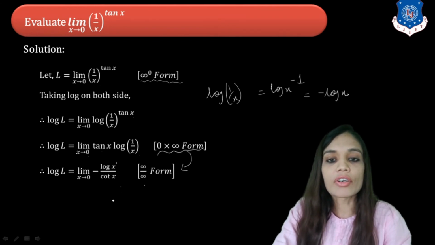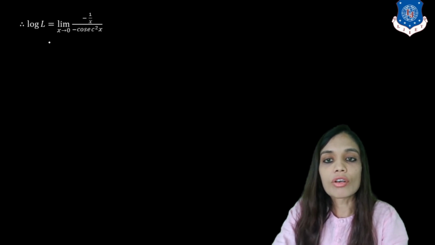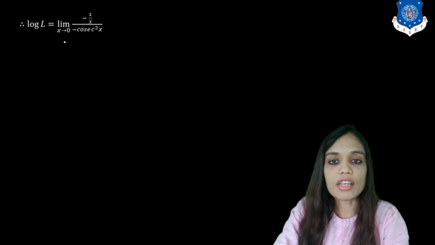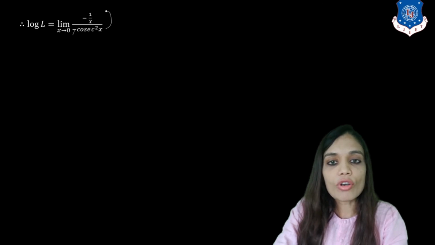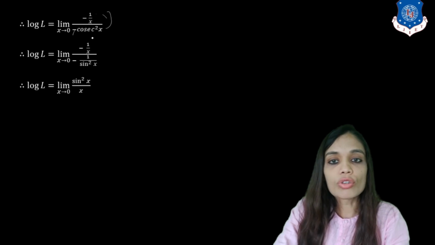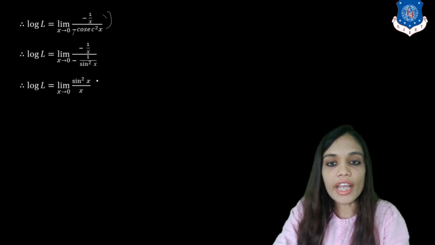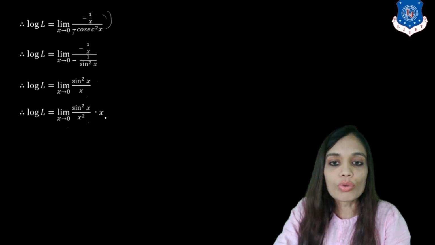Now we can apply our L'Hopital's rule. So on applying L'Hopital's rule you will get log L is equal to limit x tends to 0 minus 1 upon x upon minus cosec square x. Now this minus will get cancelled out. Take this cosec into numerator. So you will get finally sin square x upon x. Now simplify this by multiplying and dividing by x. So you will get limit x tends to 0 sin square x upon x square into x.